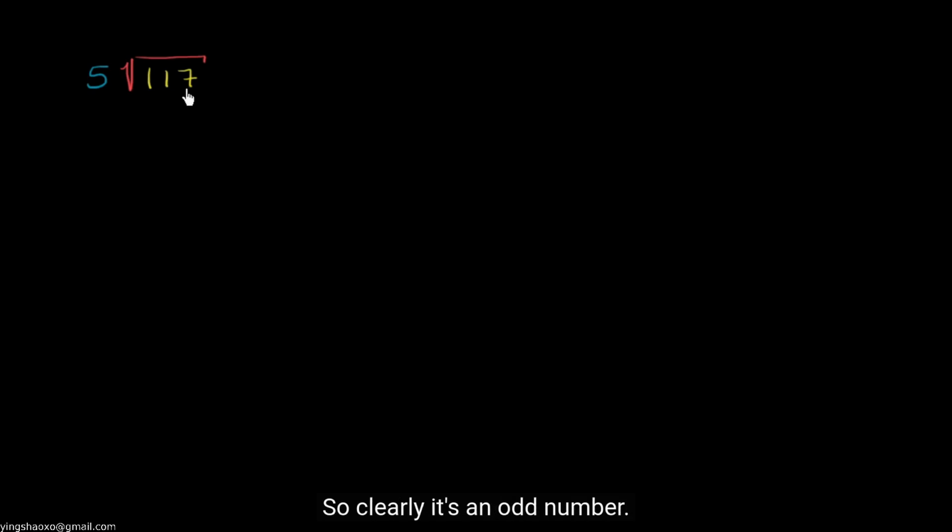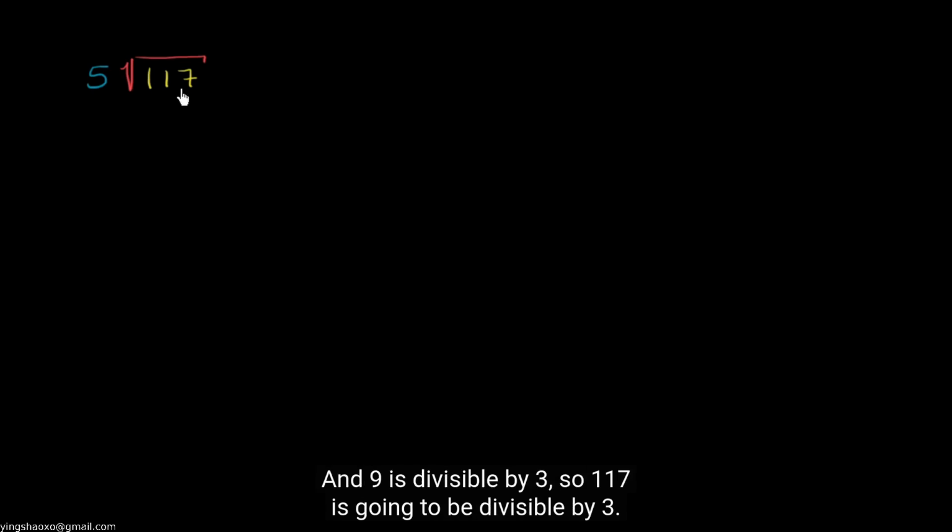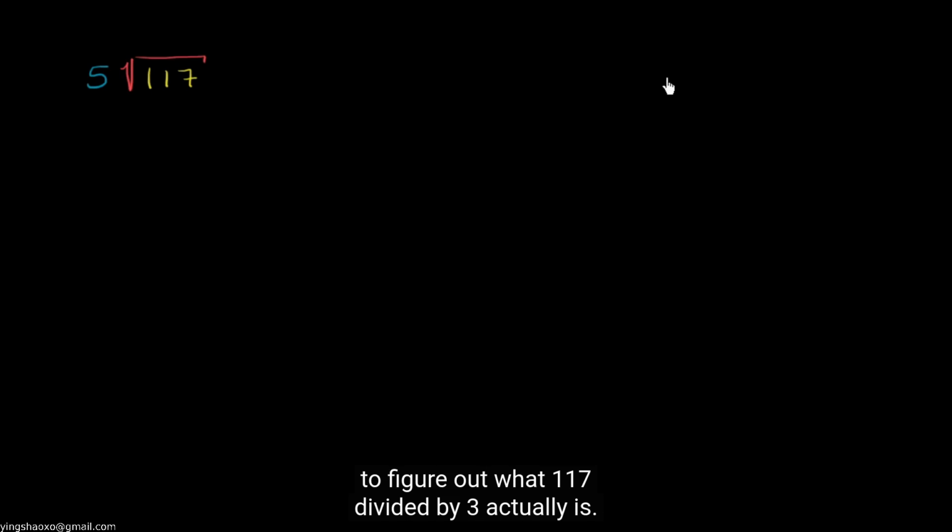It's clearly an odd number, so it's clearly not divisible by 2. To test whether it's divisible by 3, we can add up all of the digits, and we explain why this works in another place on Khan Academy. If you add up all the digits, you get 9. And 9 is divisible by 3, so 117 is going to be divisible by 3. Now let's do a little aside here to figure out what 117 divided by 3 actually is.